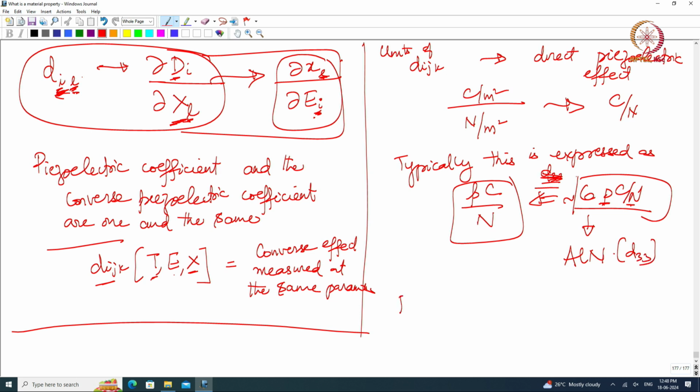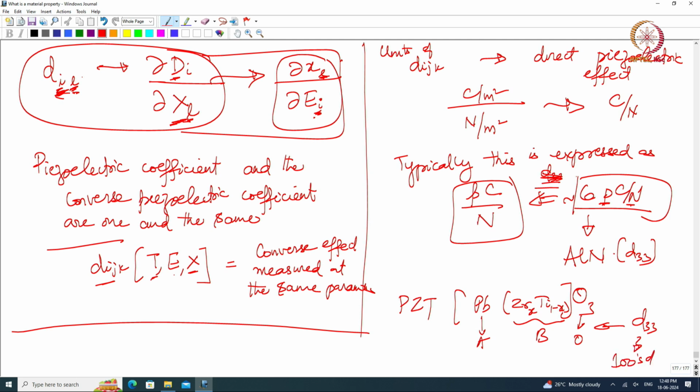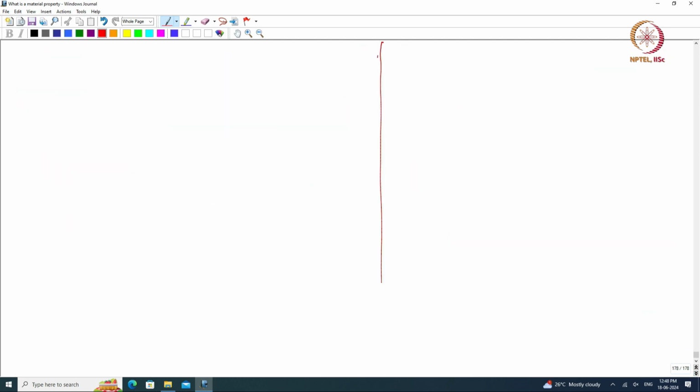If I take another material called PZT, which I said is very famous, this is lead, zirconium x, titanium 1 minus x, oxygen. This is a perovskite material, this is my A side, this is my B side, this is my O side. We have looked at what perovskites are, and if I look at the piezoelectric coefficient of these sort of materials, they are typically hundreds of picocoulomb per Newton. It depends on the composition; this is just to get a feel for the numbers.